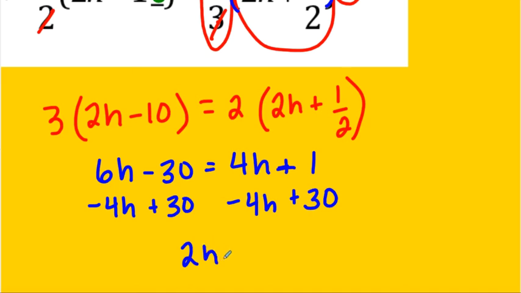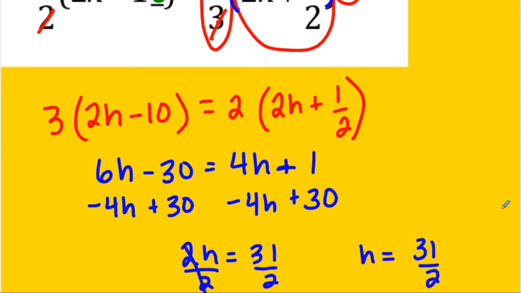And I'm going to get 2h equals 31. Now, if this is different than the one on your page, that's my fault. I just didn't type it in right. So just notice that. So h is 31/2. All right, so we're going to look at some more complicated ones.